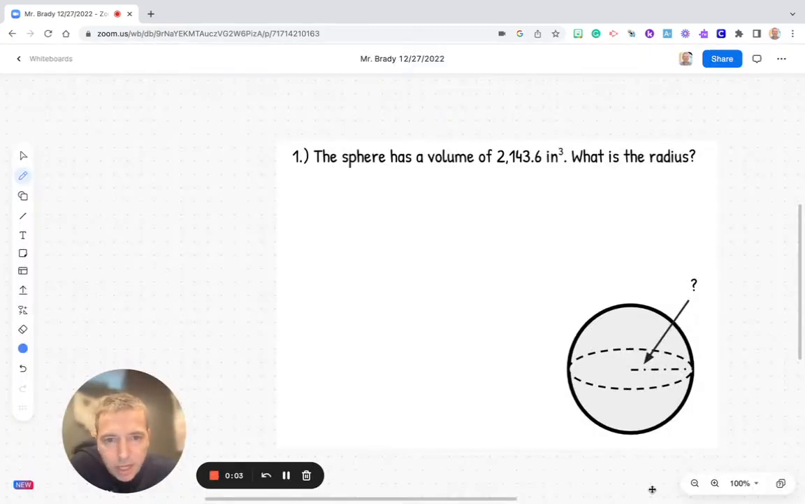The sphere has a volume of 2,143.6 inches cubed. What is the radius? So again, it gives us the volume, but we're missing one of the dimensions. We're missing the radius. So let's start with the formula, right? So V equals, a sphere is 4/3 times pi times r to the third power, right?